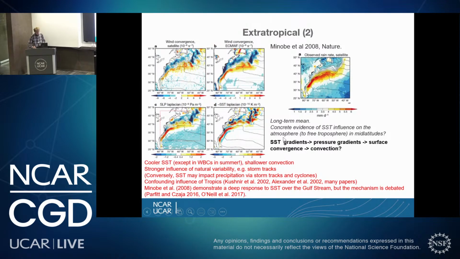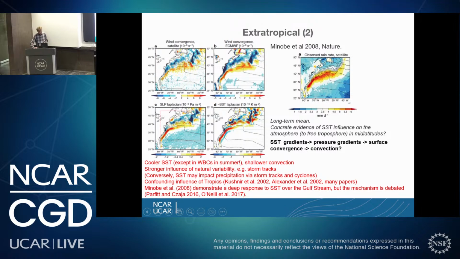Then another well-known paper by Minobe, 2008, was trying to explain convergence and precipitation in the western North Atlantic, essentially connected to the Gulf Stream and Atlantic current. I've forgotten the name now. But the point was you have convergence. The contours are the warm water of the Gulf Stream. So you have convergence over the warm water seen in satellite data and ECMWF analysis.